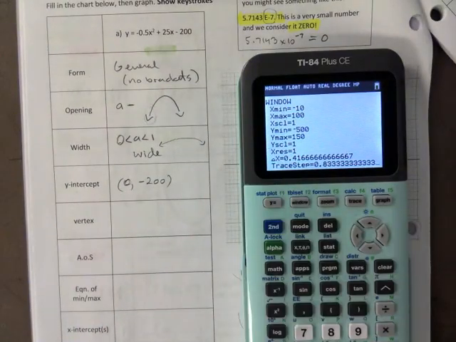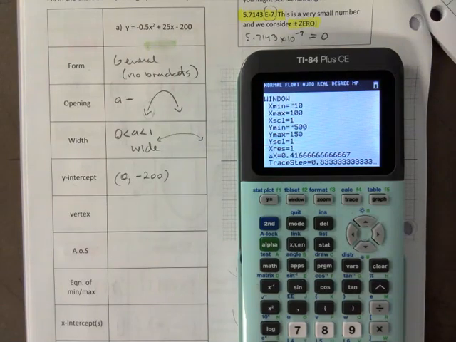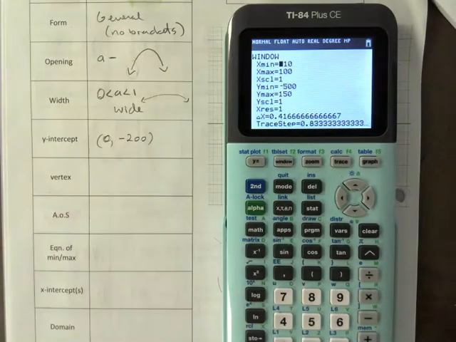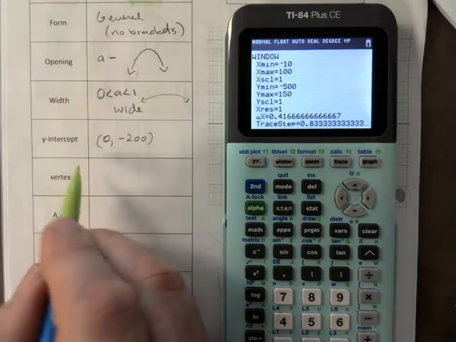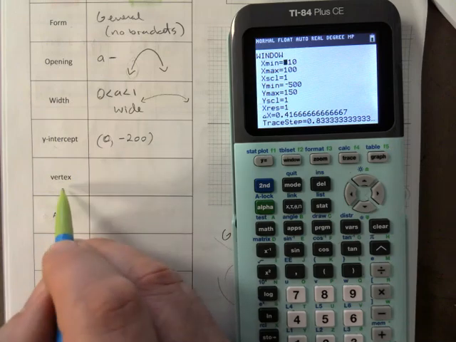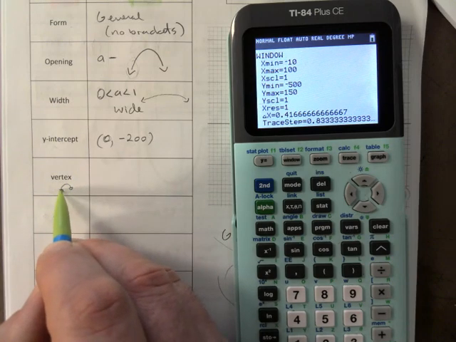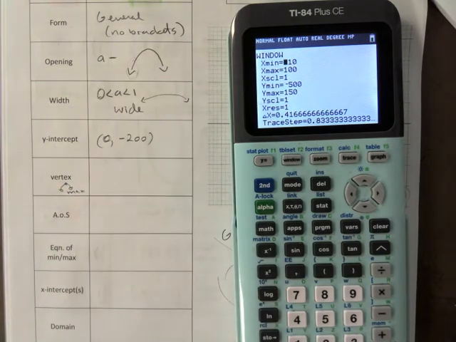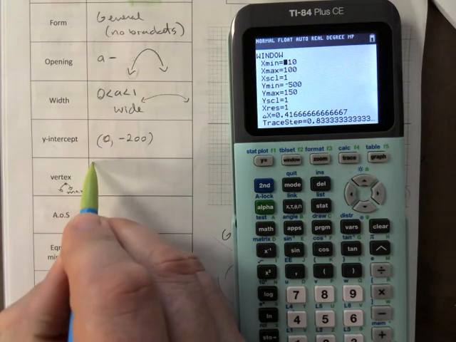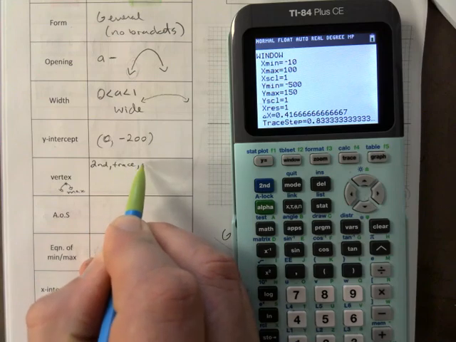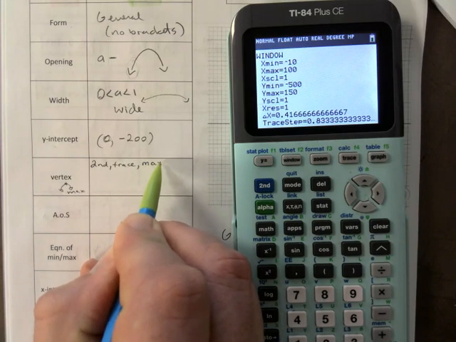All right. And part of showing your work in this course, guys, is you have to tell me your keystrokes. Like, what did you press to get there? It doesn't have to be exactly like I have it, but some sort of indication that you've done that. So to find a vertex, in this case, it's pointing down, right? So this is going to be a max. That vertex is going to be the maximum point for us, the highest point. So you're going to use second, trace, and then we're going to say max.